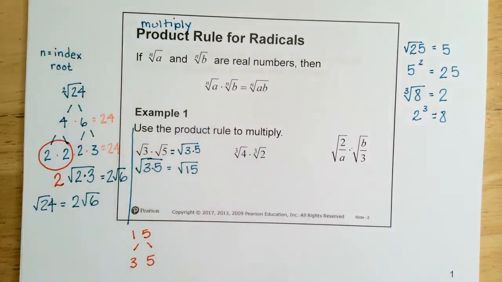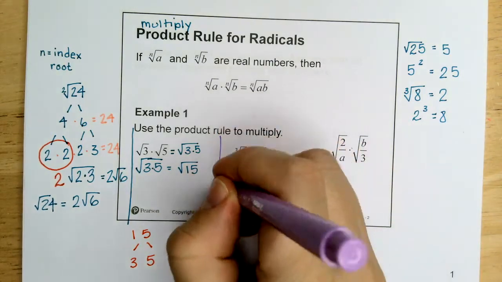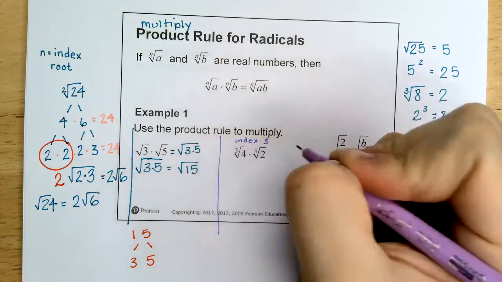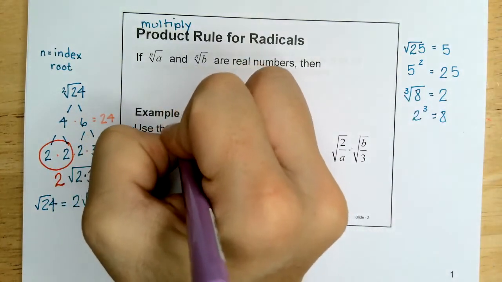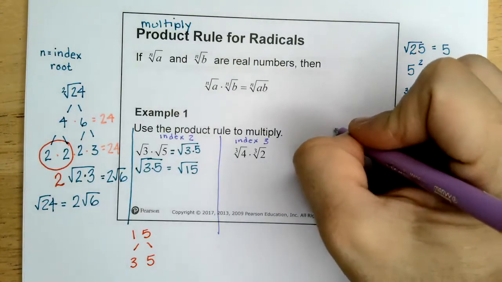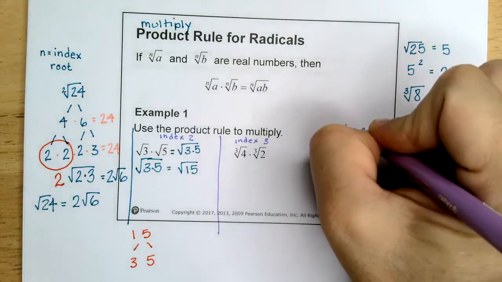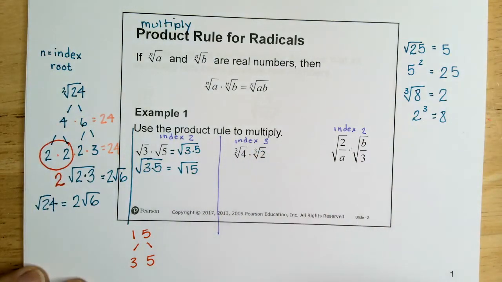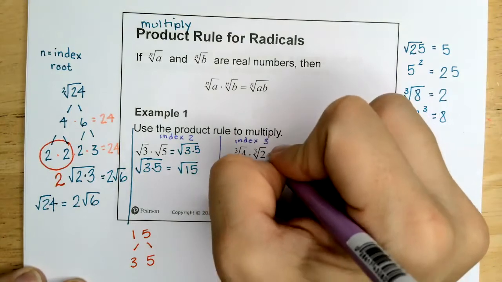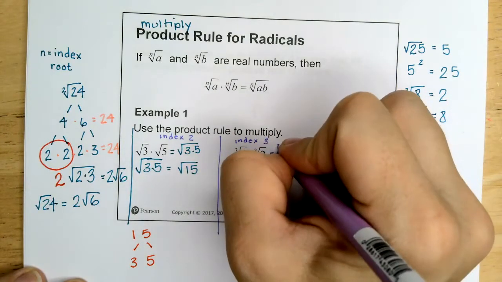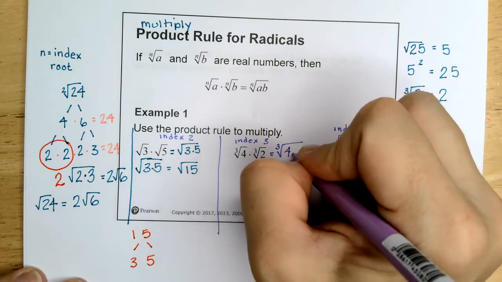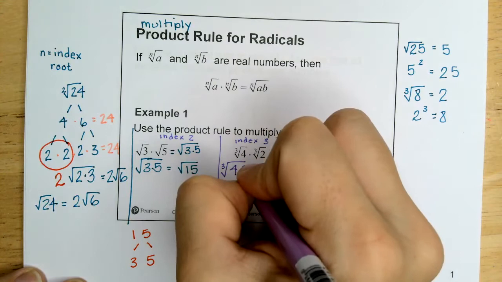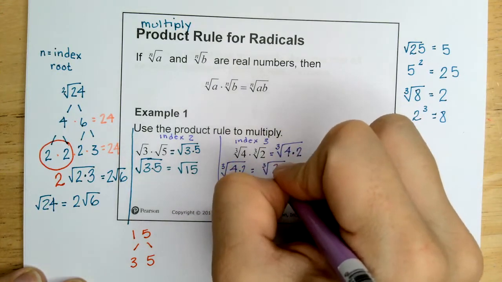The next example, again, it has the same index. This has an index of 3. This has an index of 2. Look over here, this is another index of 2. The index of 3 is also called a cubed root. So the cubed root of 4 times the cubed root of 2, they have the same index, so they can be multiplied together. Don't forget to bring that 3 over. 4 times 2. So the cubed root of 4 times 2 is the cubed root of 8.